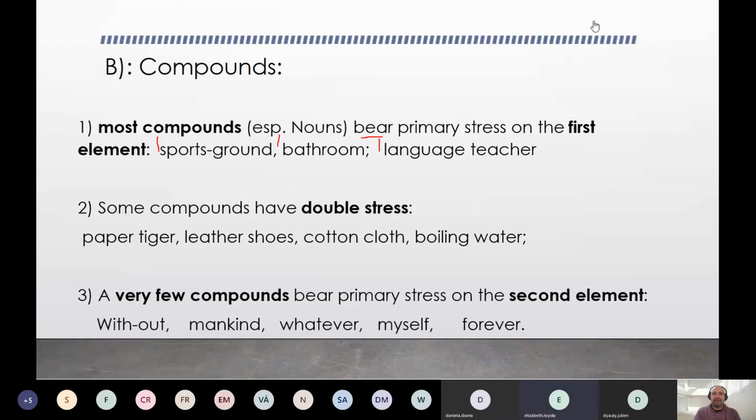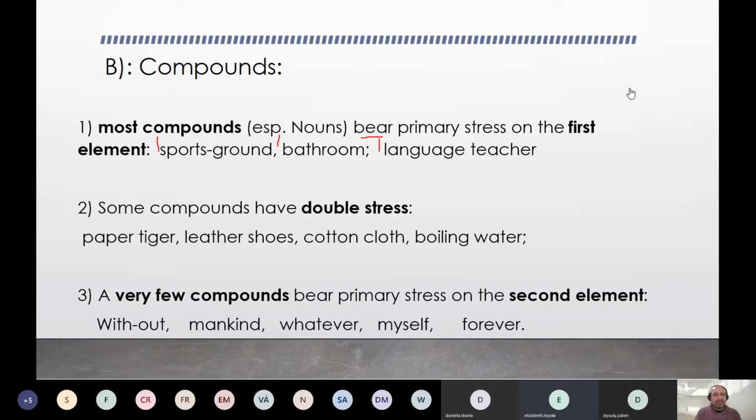Yes. Number 2. Some compounds have double stress: paper tiger, leather shoes, cotton cloth, boiling water. 3. A very few compounds bear primary stress on the second element: without, mankind, whatever, myself, forever.